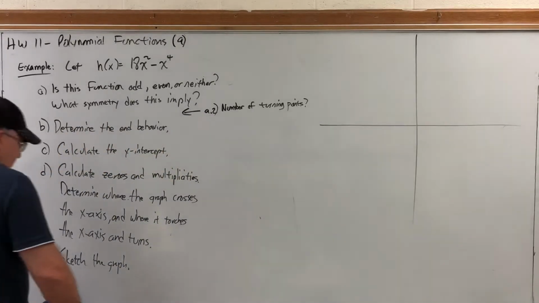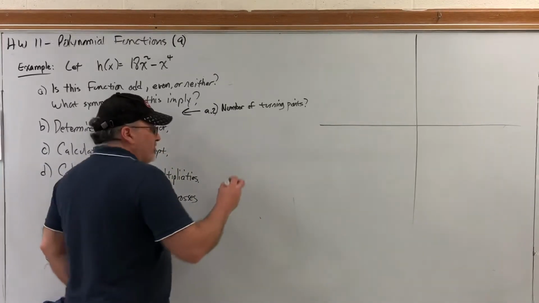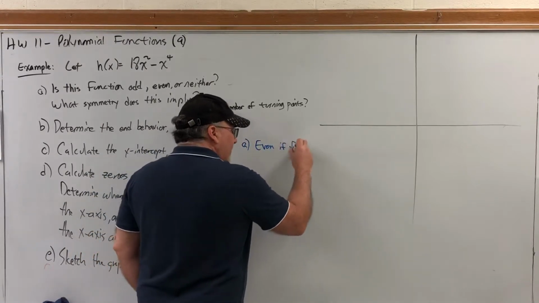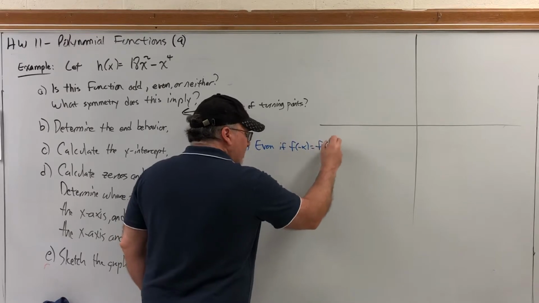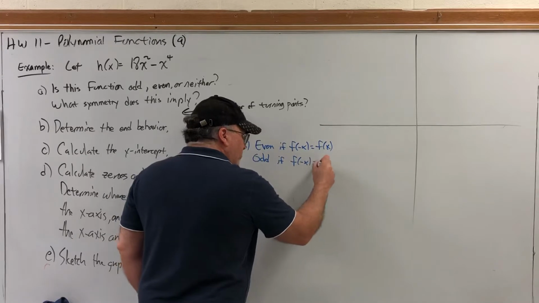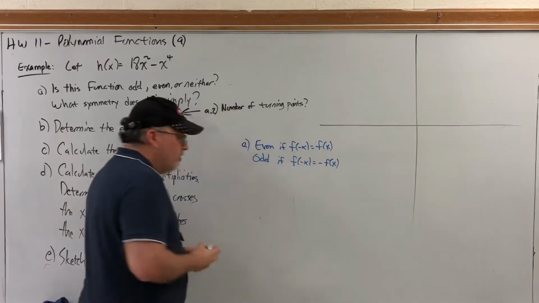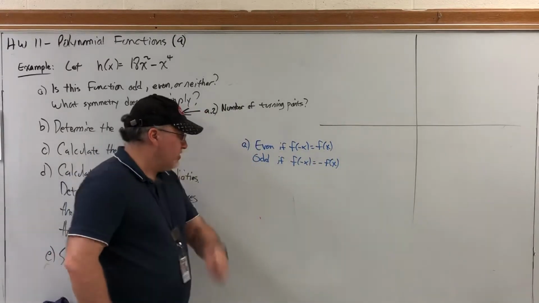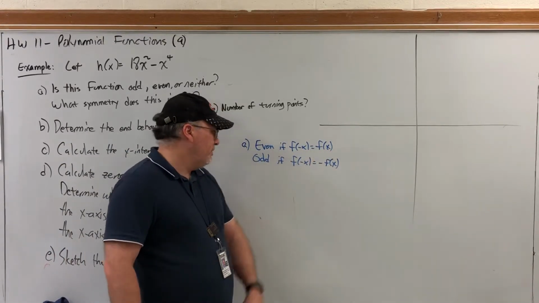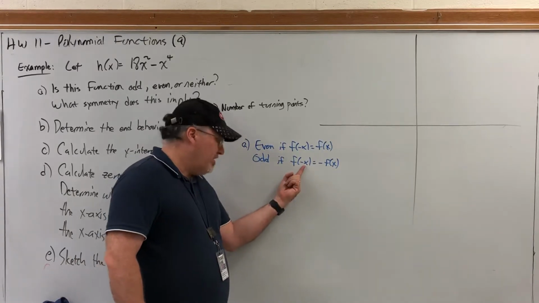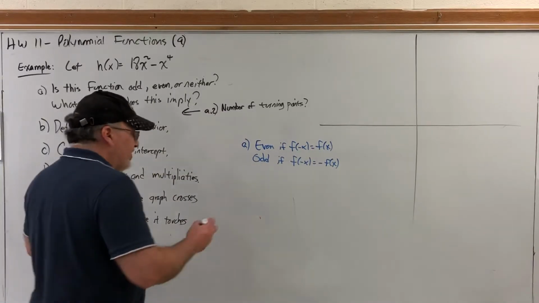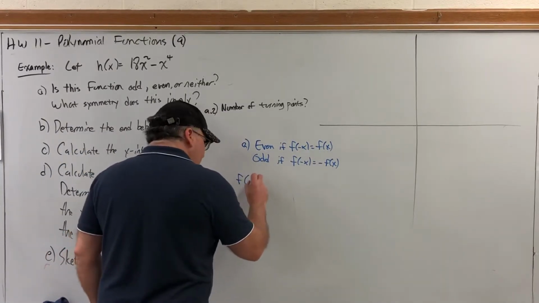So we're going to figure out if it's odd, even, or neither. And just a quick reminder, you're an even function if f of negative x equals f of x, and you're an odd function if f of negative x equals negative f of x. Or the way I discussed it previously, you're even if putting in a negative is the same as putting in a positive. You're odd if putting in a negative is the opposite of putting in a positive. So let's put in a negative x and see what happens.